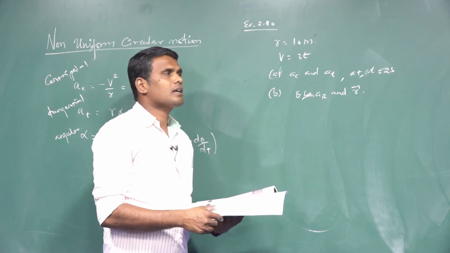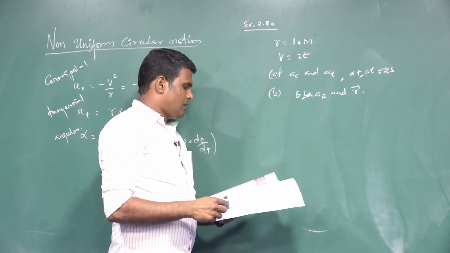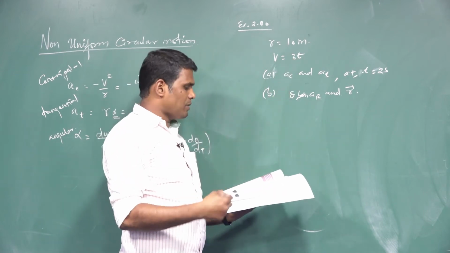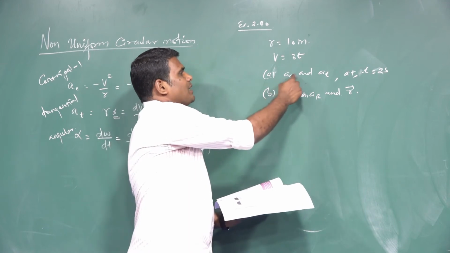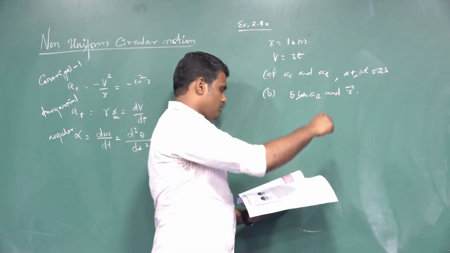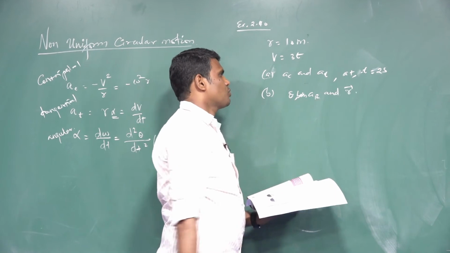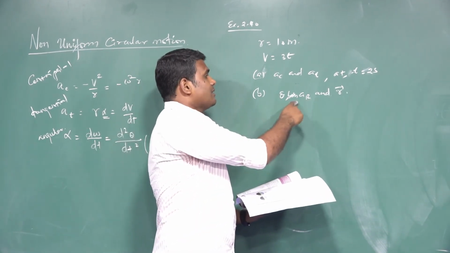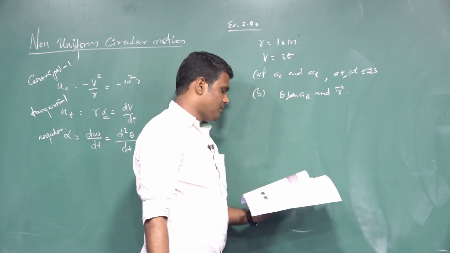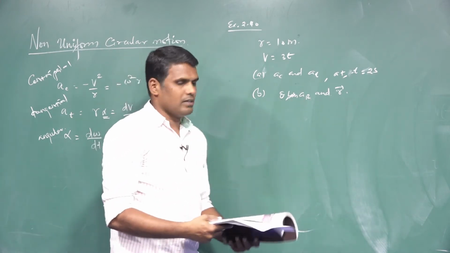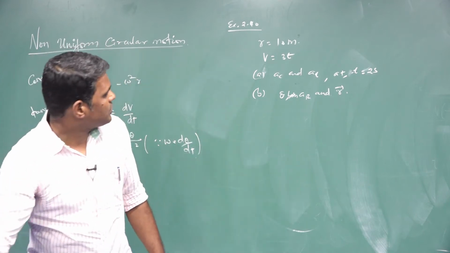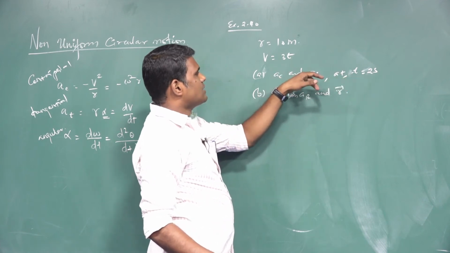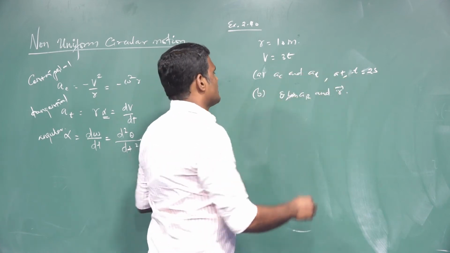A particle moves in a circle of radius 10 meter. Its linear speed is given by v equals 3t, where t is in seconds and v is in meter per second. Find the centripetal and tangential acceleration at a time t equals 2 seconds. And second, calculate the angle theta between the resultant acceleration and the radius vector. They have given the linear speed is 3t, and at time t equals 2 seconds, what is its centripetal acceleration and tangential acceleration? This is the question asked.